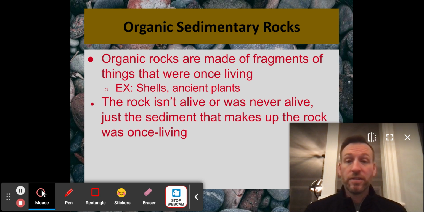All right, just to be clear, organic means that it's made out of things that were once living. The rock itself was not a living thing. It never was. It never will be. Rocks are not living things. But what makes it an organic sedimentary rock is that the sediments that make up this sedimentary rock were once living, right? They were parts of something that was once living.